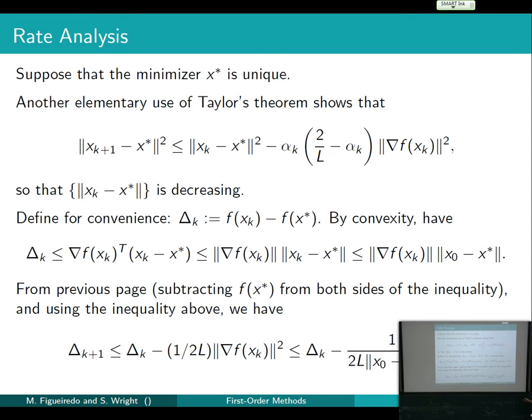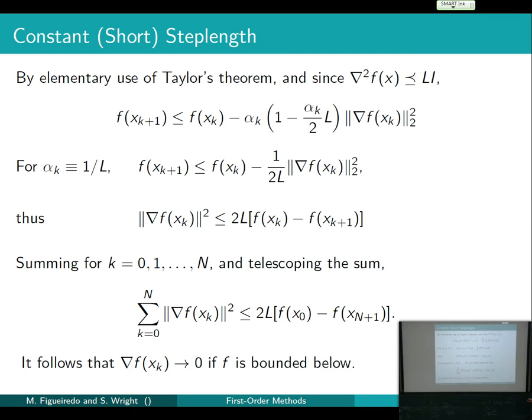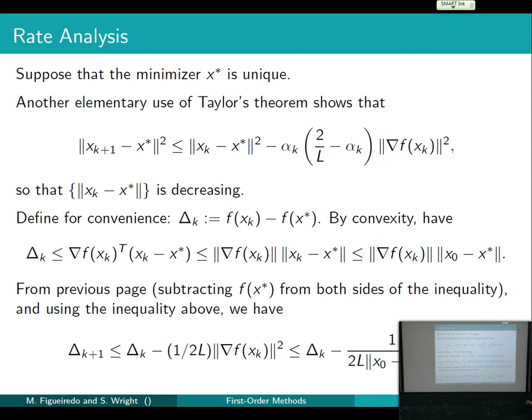So using that, what's my reasoning here? I'm able to go back to this page and subtract f of x star from both sides. If I subtract f of x star from both sides, this becomes delta_{k+1}, and this becomes delta_k. All right, so I get that expression there. And now, how do I get from here to here?